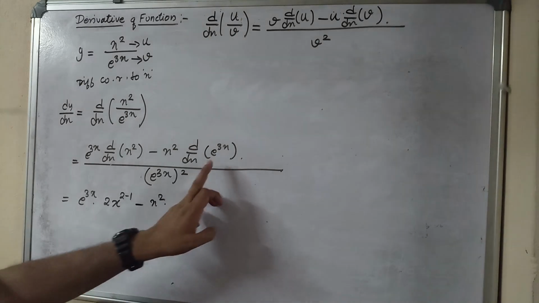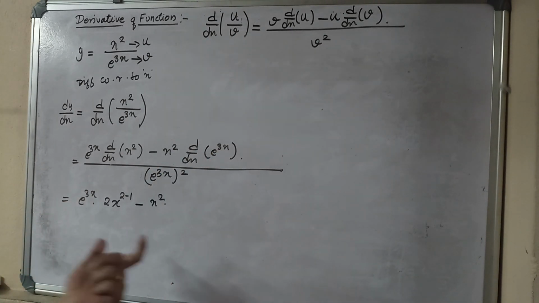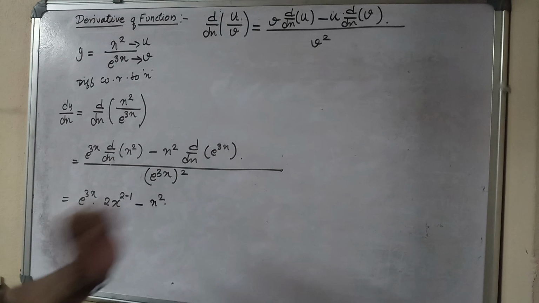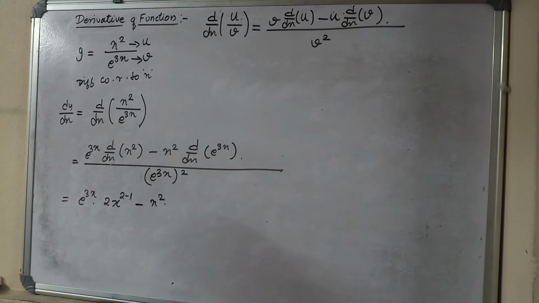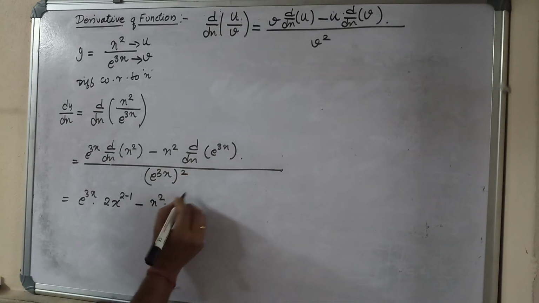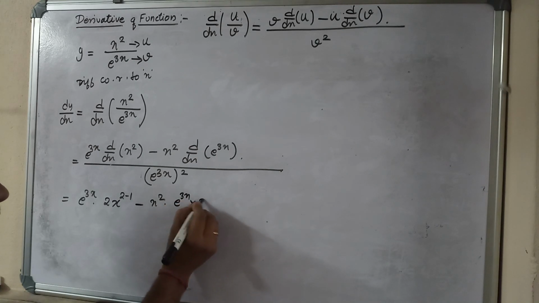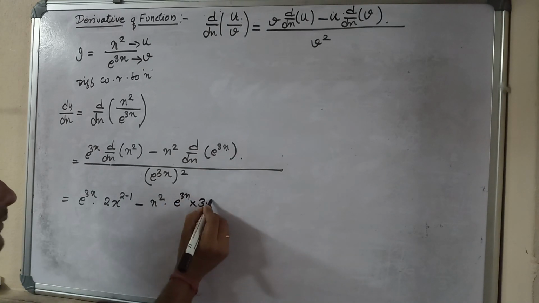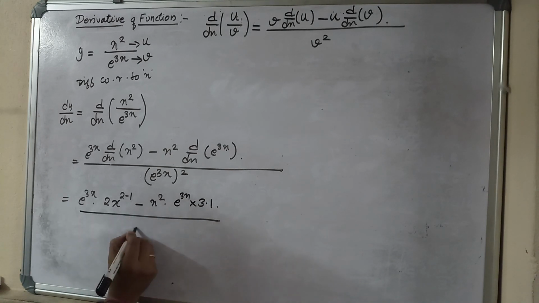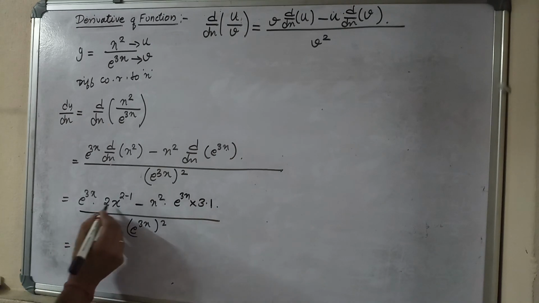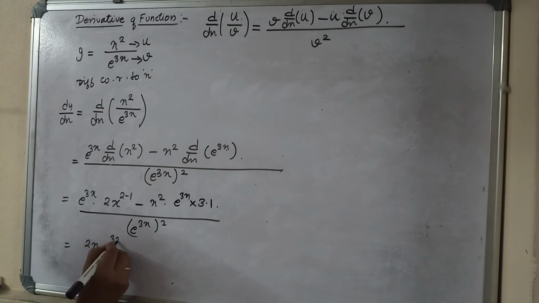Again, the derivative of e to the power 3x is e to the power 3x into 3. That you have to remember. You have to always multiply by the constant, whatever the constant is attached with the variable. E to the power 3x is e to the power 3x into 3, and the derivative of x is 1, over e to the power 3x whole square. Now this is equals to 2x to the power 1 e to the power 3x minus 3x square e to the power 3x over e to the power 3x whole square.